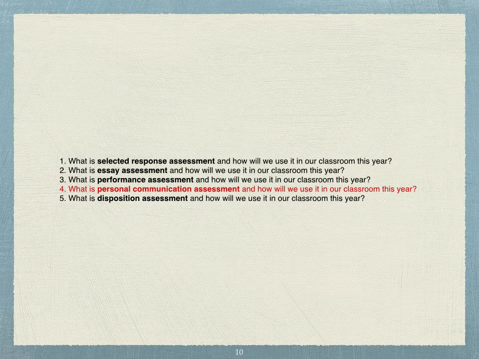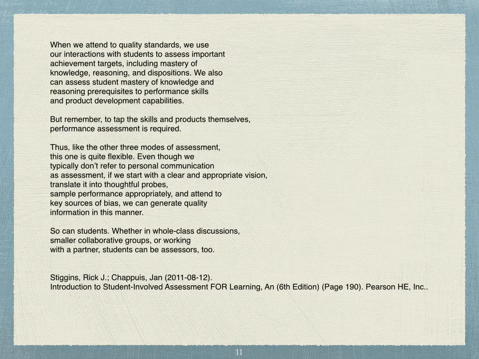The fourth question is, what is personal communication assessment and how will we use it in our classroom this year? Stiggins offered the following summary. When we attend to quality standards, we use our interactions with students to assess important achievement targets, including mastery of knowledge, reasoning, and dispositions. We also can assess student mastery of knowledge and reasoning prerequisites to performance skills and product development capabilities. But remember to tap the skills and products themselves. Performance assessment is required. Thus, like the other 3 modes of assessment, this one is quite flexible.